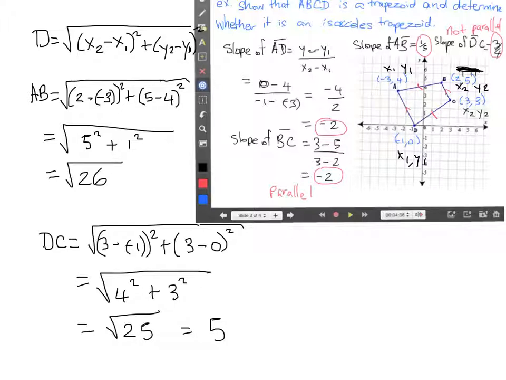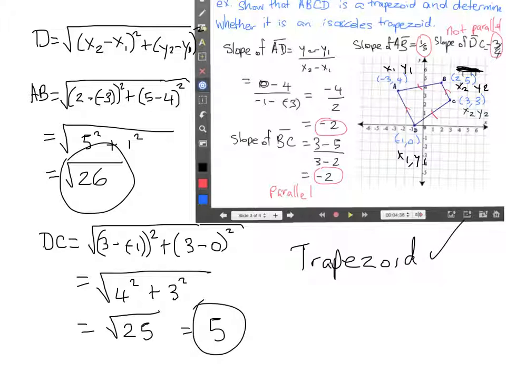So here we have the length of AB, that's the length of one leg, and the length of the other leg is 5, and those legs are not equal to each other. And in order to be an isosceles trapezoid, the legs have to be equal to each other. So though it is a trapezoid, which we already said yes to, it is not an isosceles trapezoid.